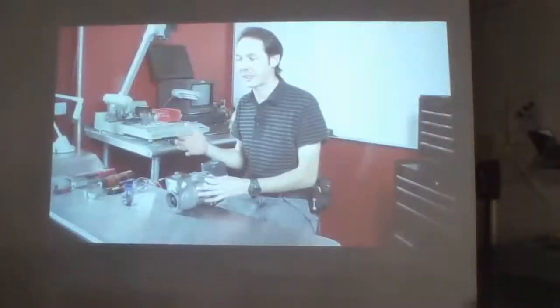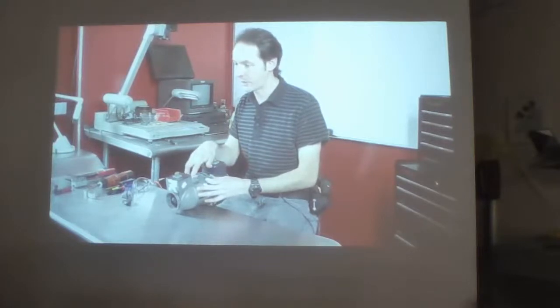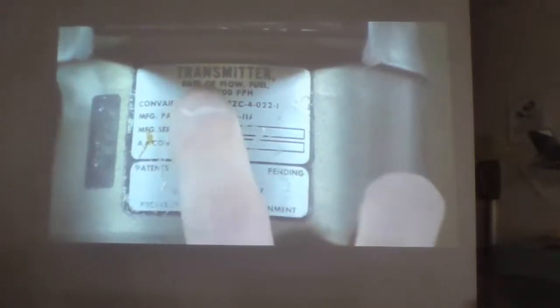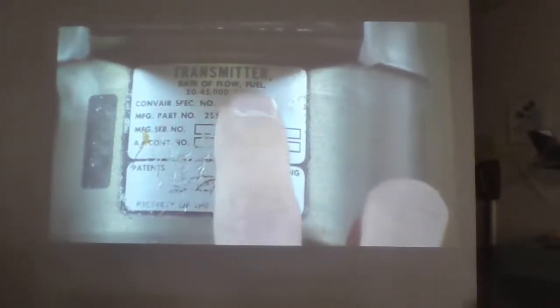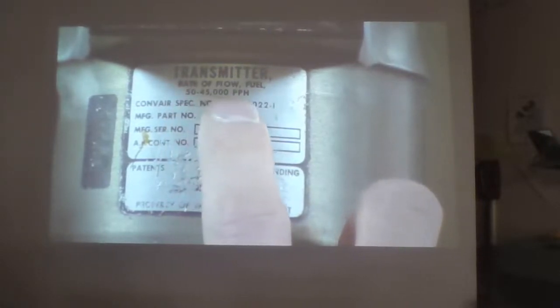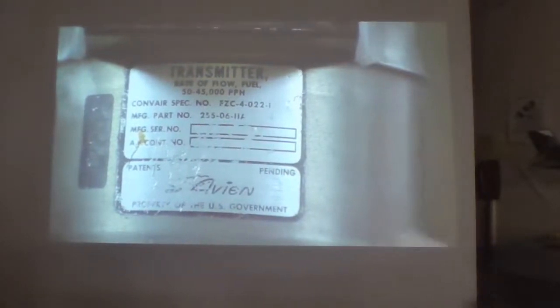It's kind of like a gas gauge, but instead of measuring how much fuel is in your tank, it's how much you're using. If you look here, you can see this is the transmitter. The receiver would be the gauge in the cockpit. And this transmits the rate of flow for fuel in a range of 50 to 45,000 pounds per hour, which is a hell of a lot of fuel. So it's kind of cool.